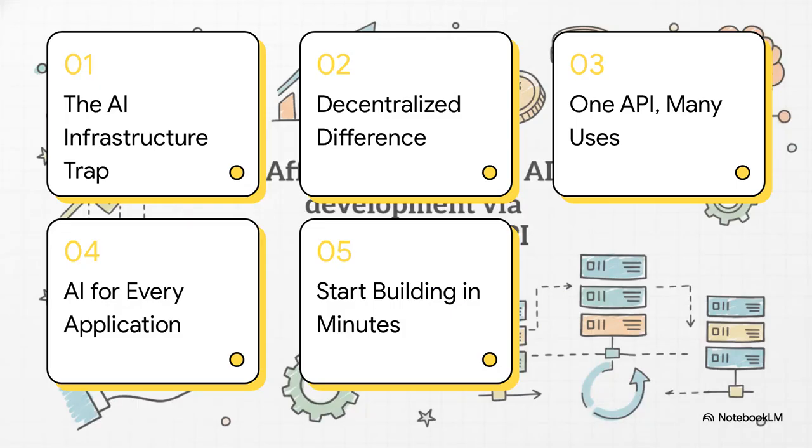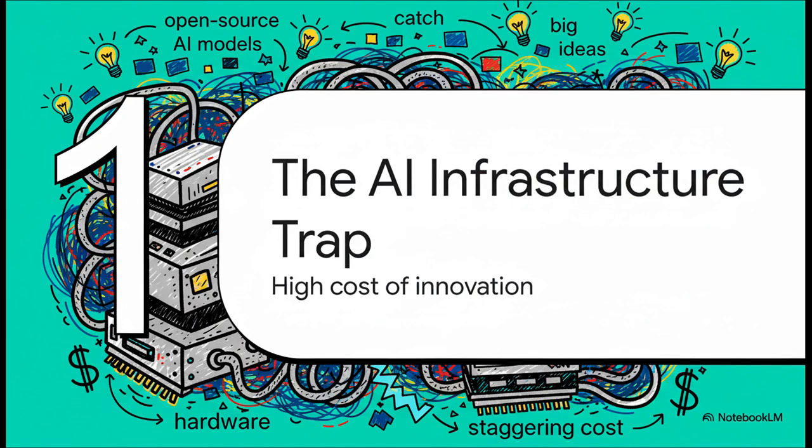First, we'll talk about the problem, what I like to call the AI infrastructure trap. Then, we'll see how a decentralized approach totally flips the script. We'll look at what you can actually build with this thing, see some real-world examples, and then how you can get your hands on it in just a few minutes. All right, let's set the stage.